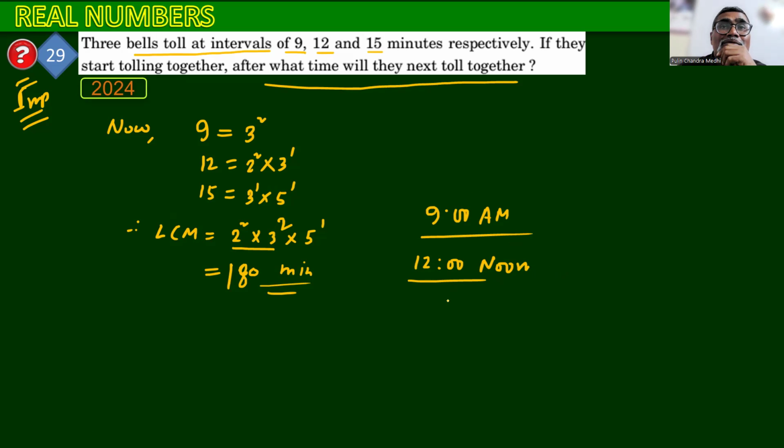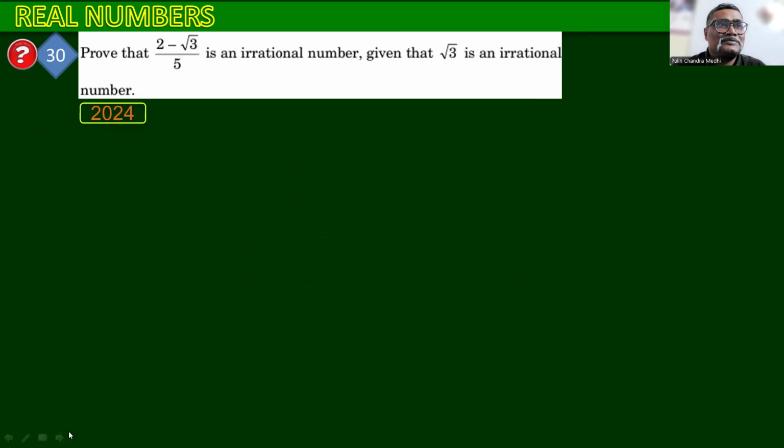The total duration is how much? 3 hours, 180 minutes. So 9 will divide this how many times? It is 20 times. So can you say that in this duration the first bell rings for 20 times? It's not 20 times, it is 21 times because you are including 9 a.m. as well. So be very alert about that. Okay.